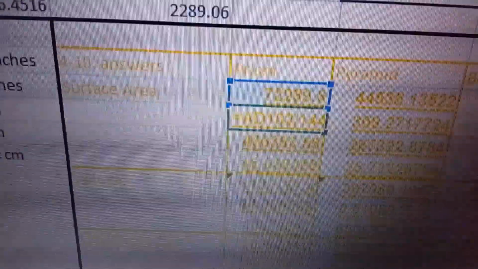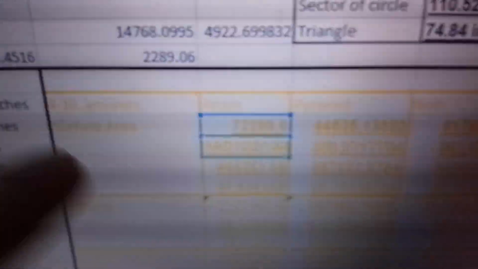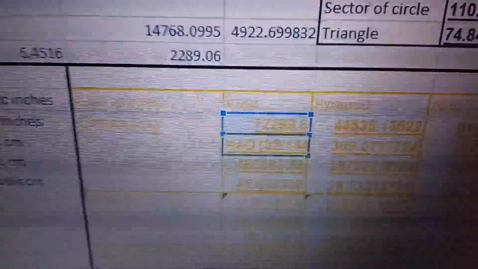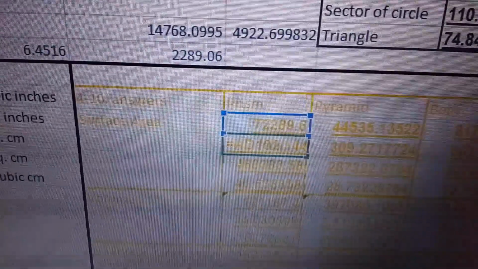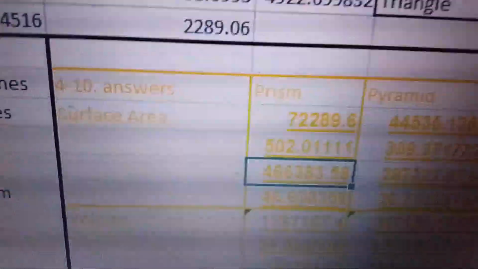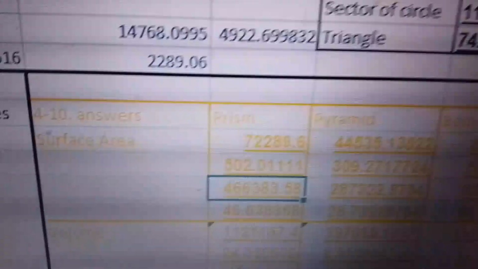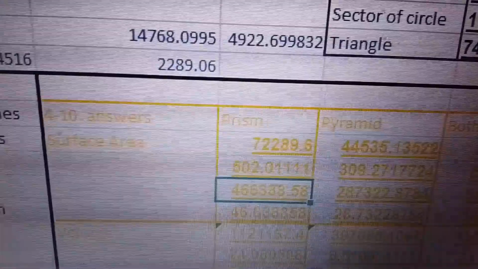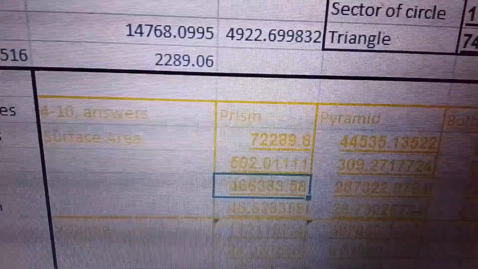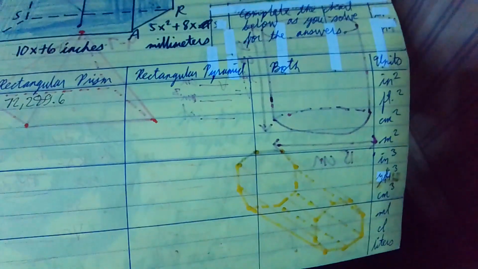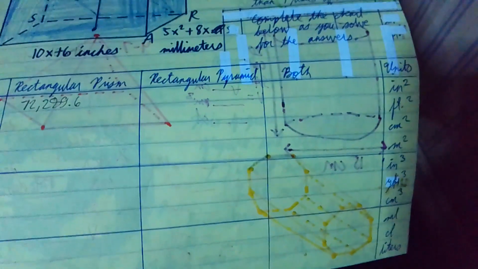Okay, coming forward to the solution sheet, it's this cell, yung naka-highlight in blue, divided by 144. We know that 144 is 12 squared. And we should get, yes, 502.0111. That is the surface area of the prism in square feet. Now, we need to convert that to square centimeters. So, for square centimeters, ganito siya. Okay. So, ganito yun in square centimeters.